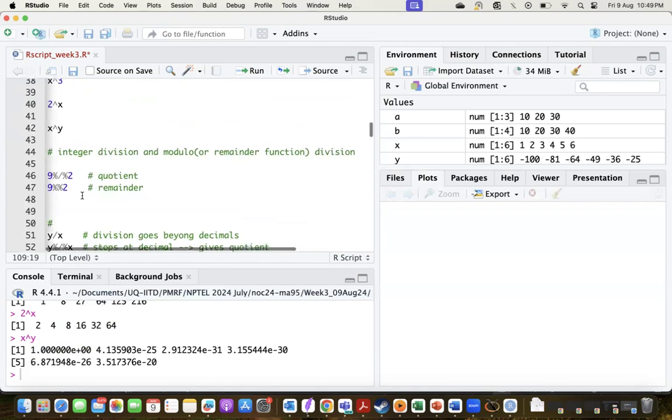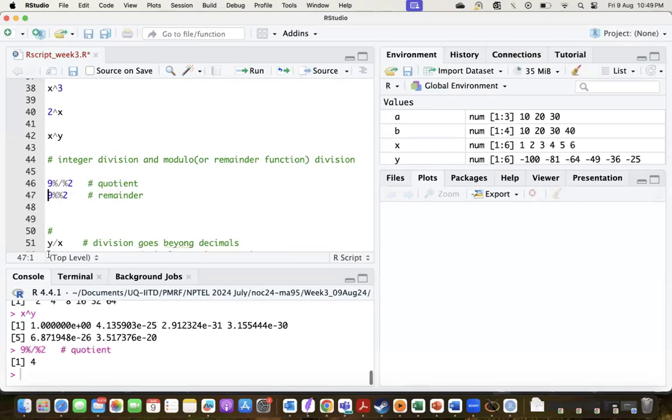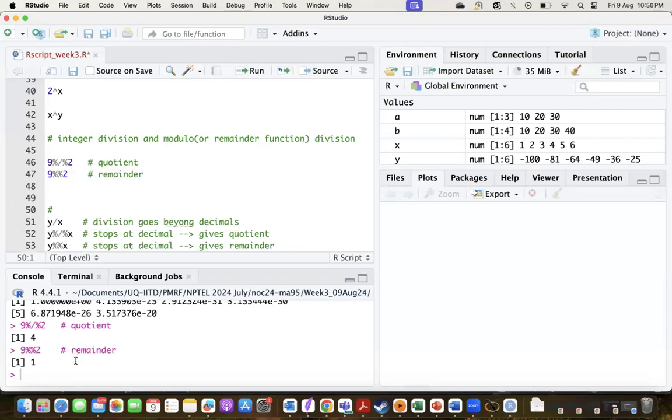Okay, so yes, when you are dividing a number by another number, you get a quotient and you get a remainder, right? That is when you are not interested in the decimal value, but when you want integer values. So the sign to do that in R is percent forward slash percent, that gives you the quotient. And if you just write 2 percent symbols, you'll get the remainder. For example, when you're dividing 9 by 2, you'll get 4 as the quotient and 1 as the remainder, right?